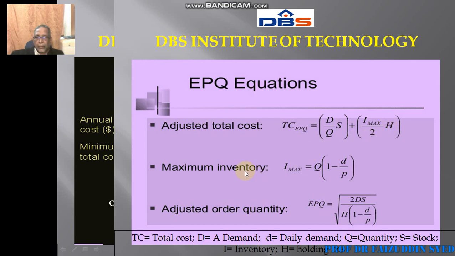We have another equation, the maximum inventory, that is Imax is equal to Q into 1 minus D by P. Imax, maximum inventory, is equal to quantity into 1 minus daily demand divided by P. Then the adjusted order quantity, EPQ, is equal to the root of 2DS divided by H into 1 minus D by P. So if you apply these equations, you can get the adjusted total cost.